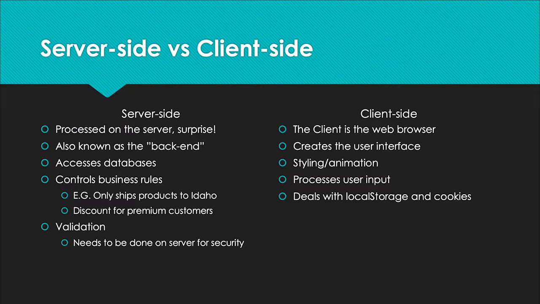It controls business rules. So this would be things, most software development teams will have someone in charge of business and implementing the business rules. So these would be things like, for example, if a company only ships things to the western United States or the eastern United States or only to Mexico or only to Canada, then the business rules would be in charge of that. Another example is discounts for premium customers.